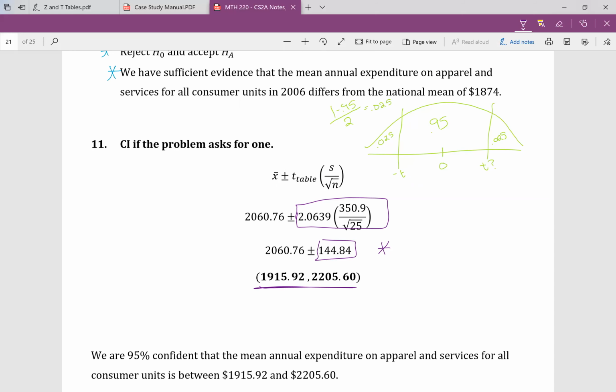So what we have written in our conclusion up here does support the interpretation of our confidence interval that we also had.